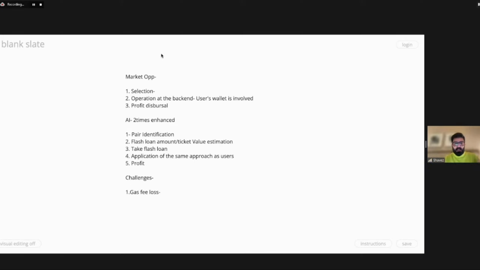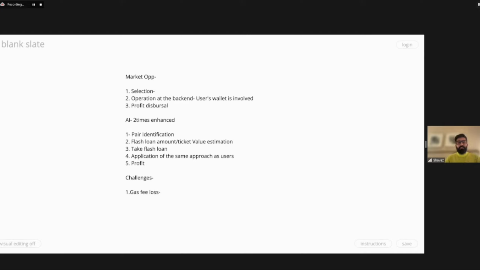Next, after determination of the flash loan amount, the AI will start the execution of the transaction by itself. You as a user don't need to pick up the pair, put it in the swap, select ticket size, nothing. The AI does the whole job for you. It will borrow the flash loan. At the application layer, the transaction will be executed on your behalf, on your profit ceiling, and the profit will be dispersed in your wallet.